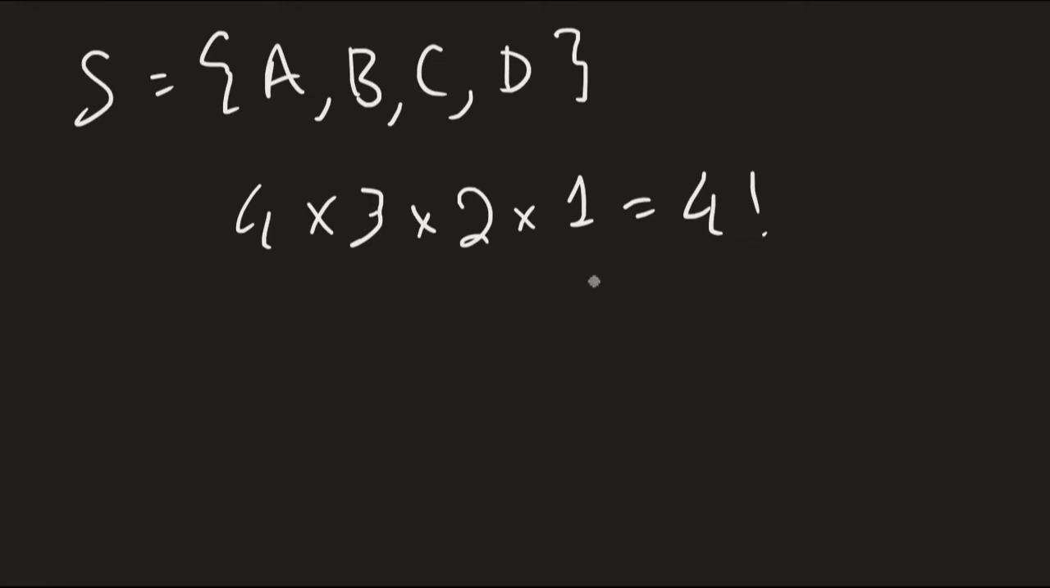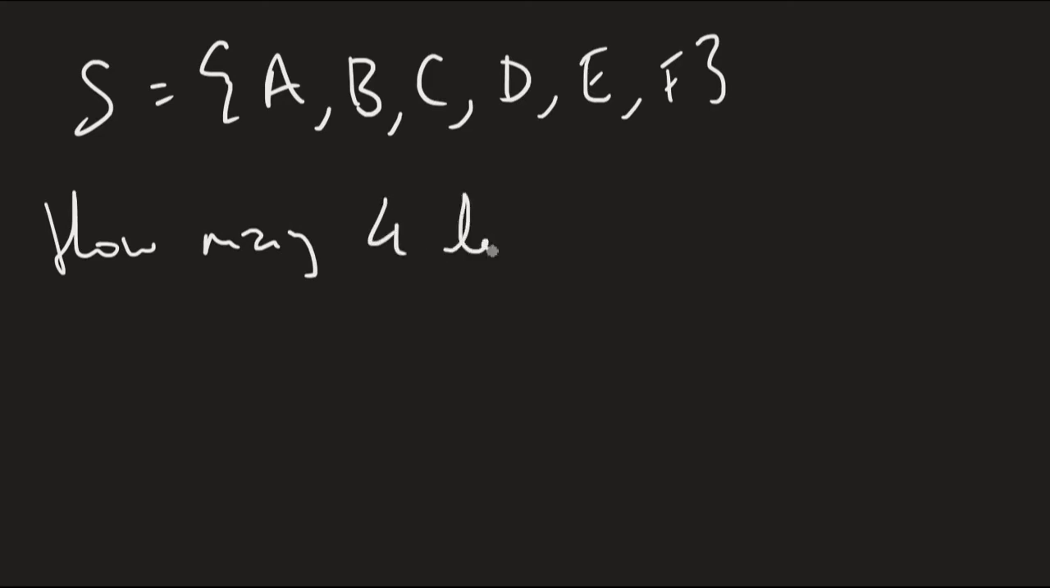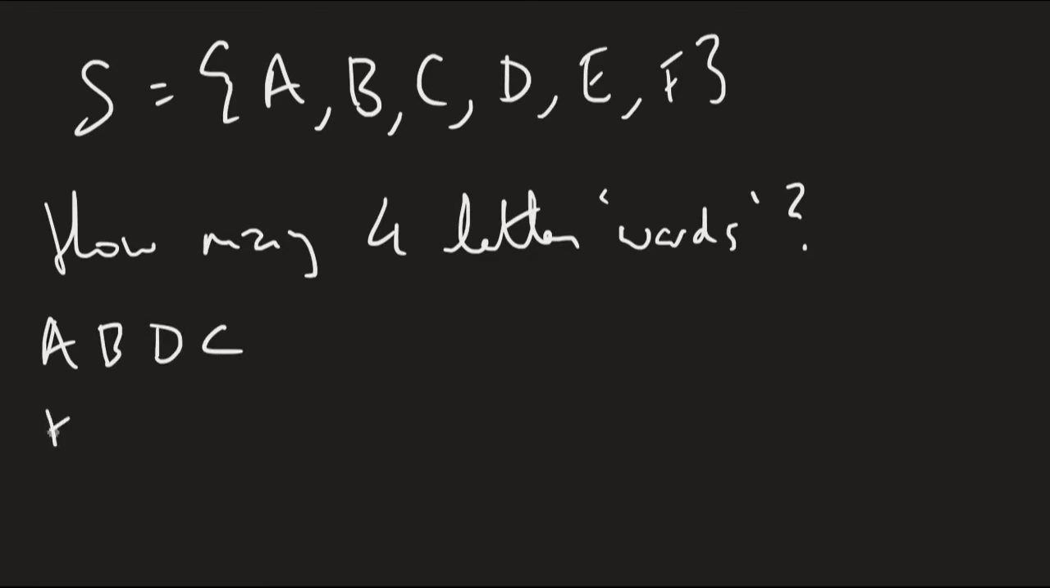It's 4 factorial. So in this example, we are going to extend the set a little bit, add on E and F, and we want to find out how many 4-letter words we can make. And we use words in quotation marks because they're not going to be real words. So one possible word would be A, B, D, and C, or F, C, D, and A, or B, A, C, D.